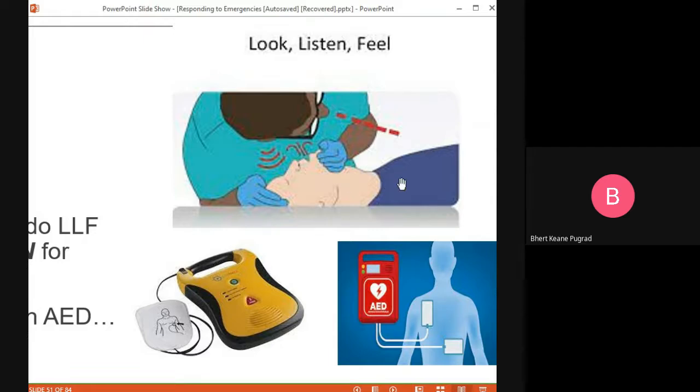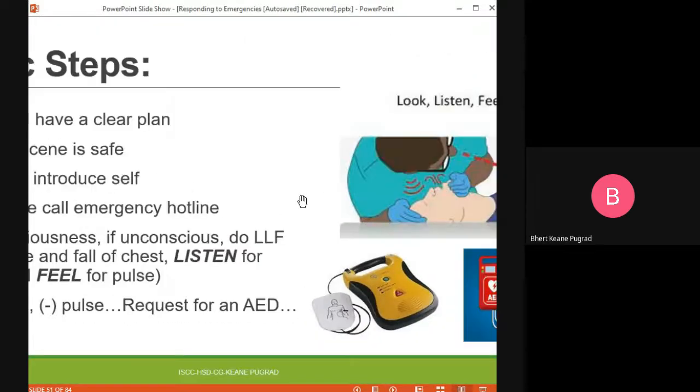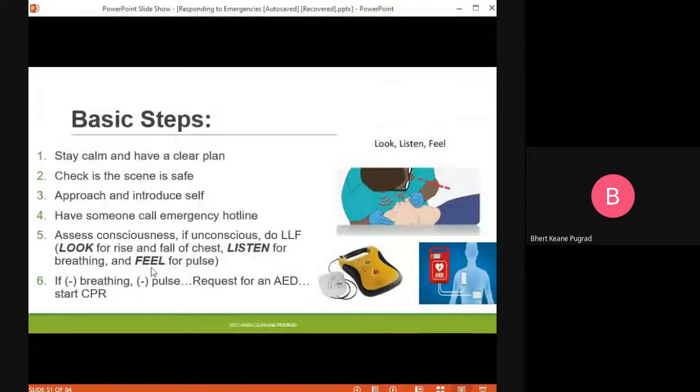Okay? How do we assess the carotid artery? Using the finger pads of your two fingers, your index finger and your middle finger. Okay, so if the patient has no pulse and no breathing, we need to request for an AED and start CPR.